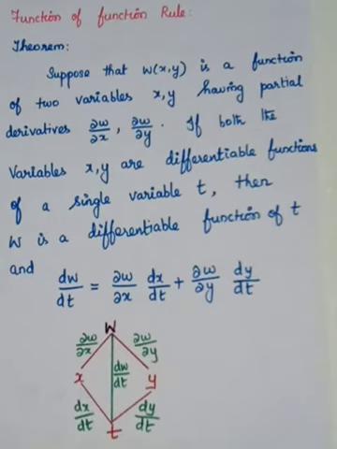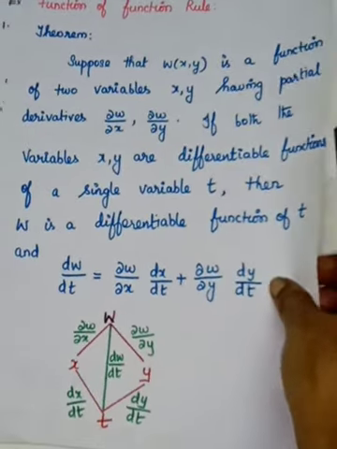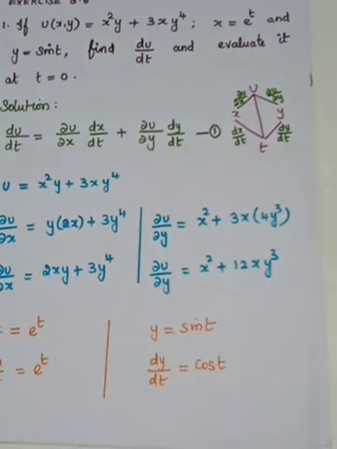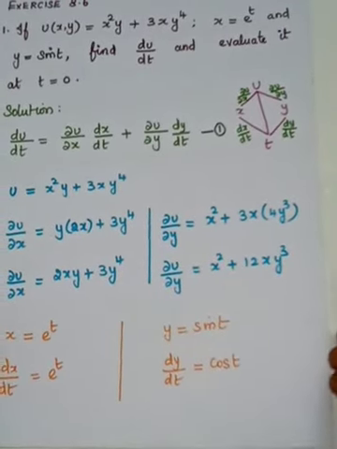That is, w is a function of x and y. x and y are functions of t, which means we can write w in terms of t. That is called the function of function rule. So it is a very important rule.